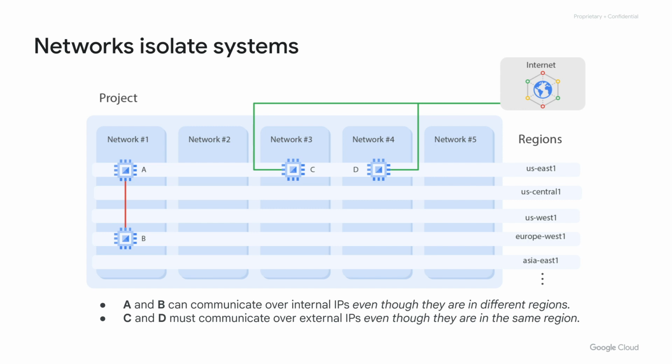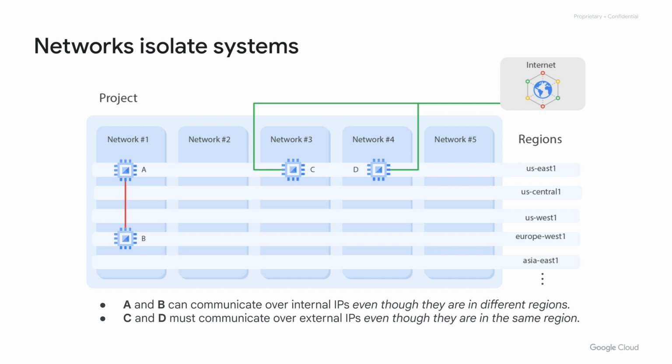All of these networks span multiple regions across the world, as you can see on the right. Each network contains separate virtual machines, A, B, C, and D. Because VMs A and B are in the same network, Network 1, they can communicate using their internal IP addresses, even though they are in different regions. Essentially, your virtual machines, even if they exist in different locations across the world, can take advantage of Google's global fiber network.